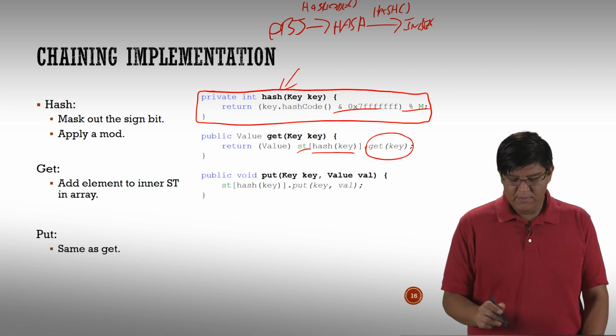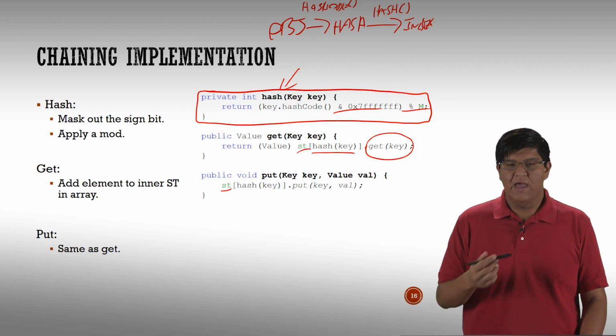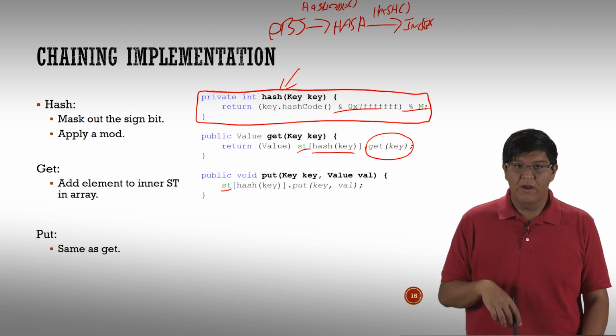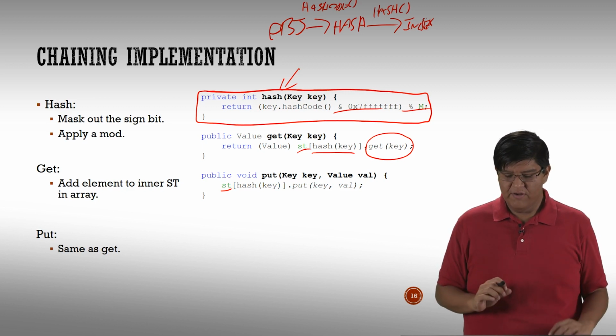Put is kind of similar. Again, we have the symbol table, the actual array of data. We go to the index that the hash knows about. Then we do a put there, which is basically just throwing that element into that linked list. Okay, pretty straightforward.